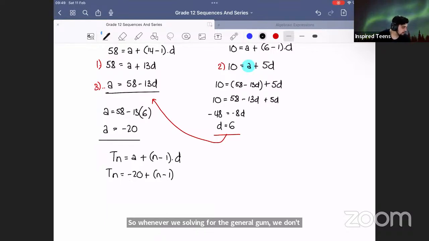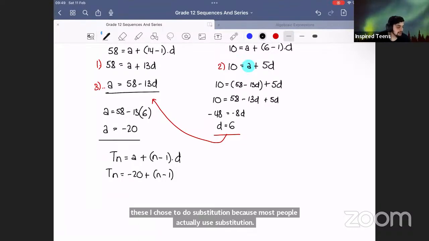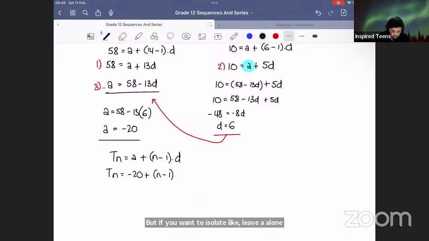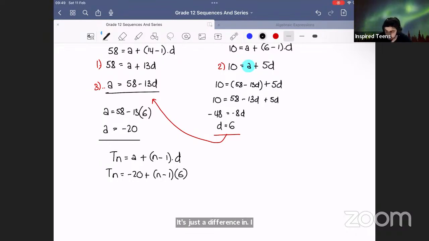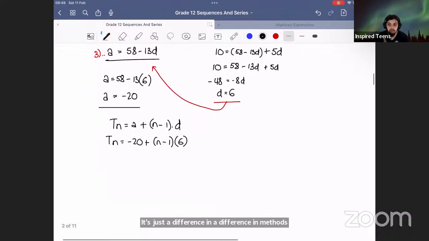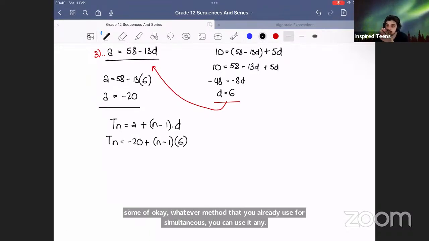Yes, okay, Moondrop, that would be easier, correct? There are different methods that people use for simultaneous. I chose to do substitution because most people actually use substitution. But if you want to isolate, like leave A alone in each equation and then equate them and solve for D, you'd get the same answer. It's just a difference in methods of simultaneous. Whatever method you already use for simultaneous, you can use it and it would work.